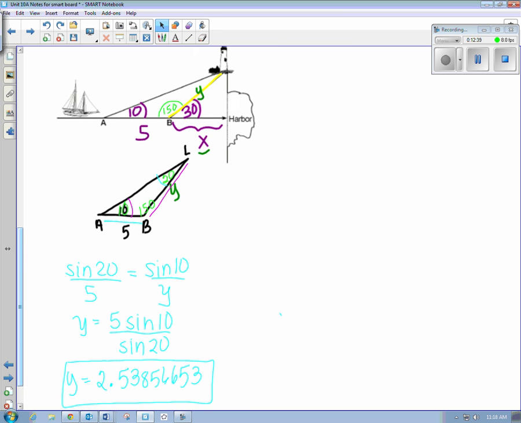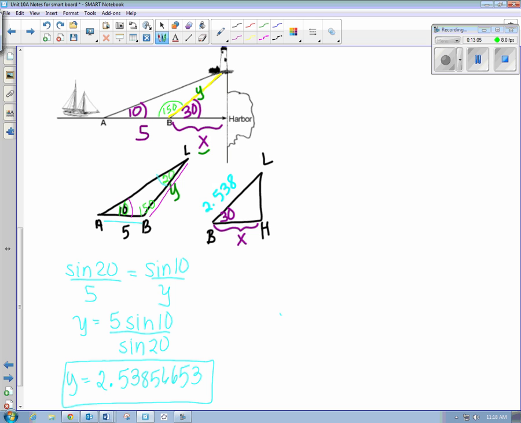So now I go back and take a look at what I have figured out for that shared side. In the other triangle that goes from B to H, I'll call the harbor, and L the lighthouse, we know we have a 30-degree angle and a side of X that we're looking for, and now a side that's equal to 2.5385653. I'm assuming that the lighthouse is perpendicular to the ground, and I can use right triangle trig in here to go through and solve. Right triangle trig being the SOHCAHTOA.